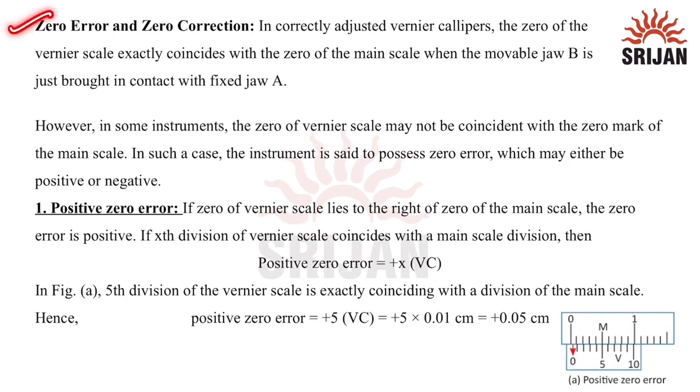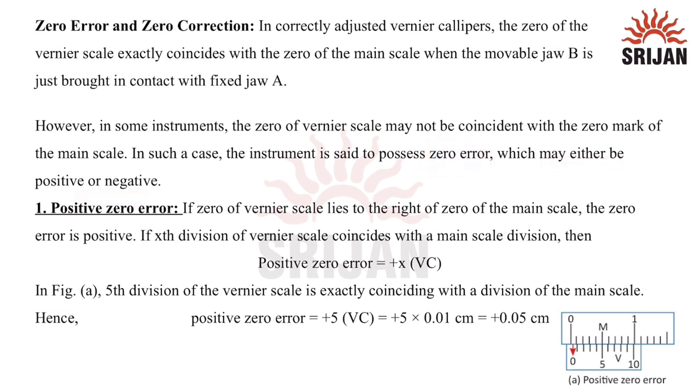Now the zero error or zero correction. In a correctly adjusted vernier caliper, the zero of the vernier scale exactly coincides with the zero of the main scale when the movable jaw B is just brought in contact with fixed jaw A. However, in some instruments, the zero of the vernier scale may not coincide with the zero mark on the main scale. In such cases, the instrument is said to possess zero error, which may either be positive or negative.